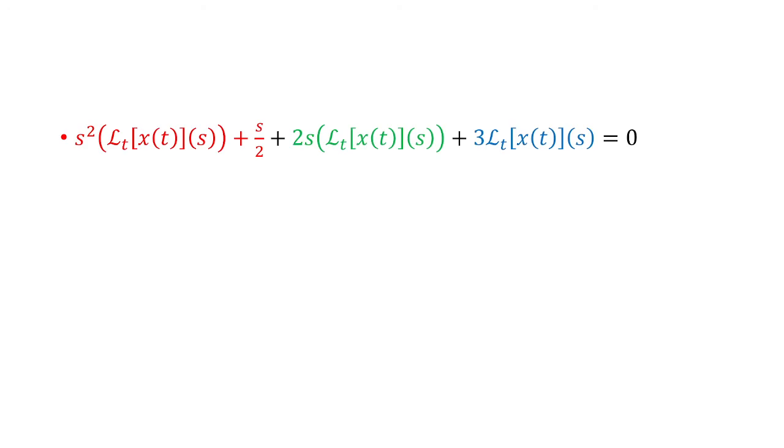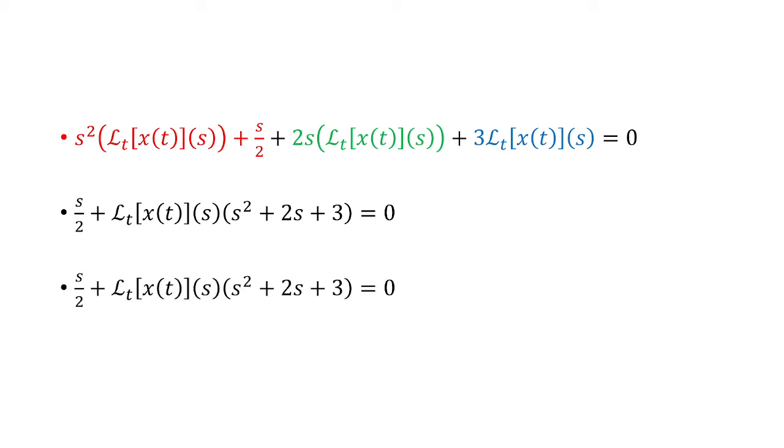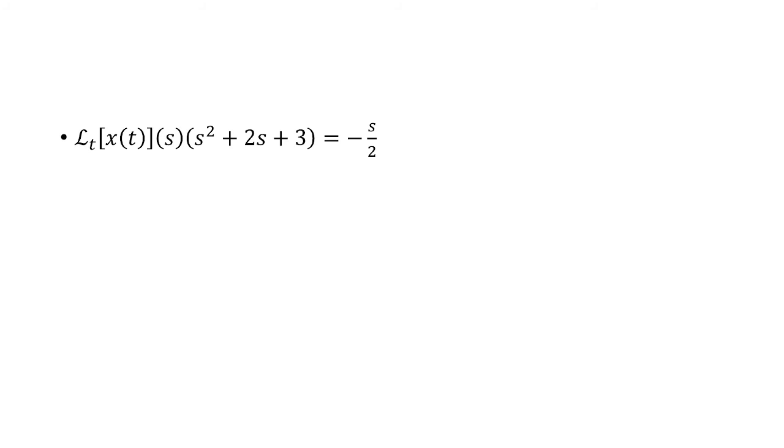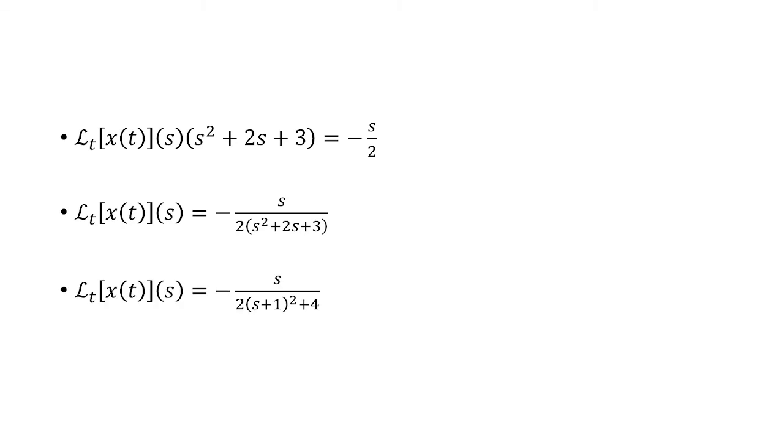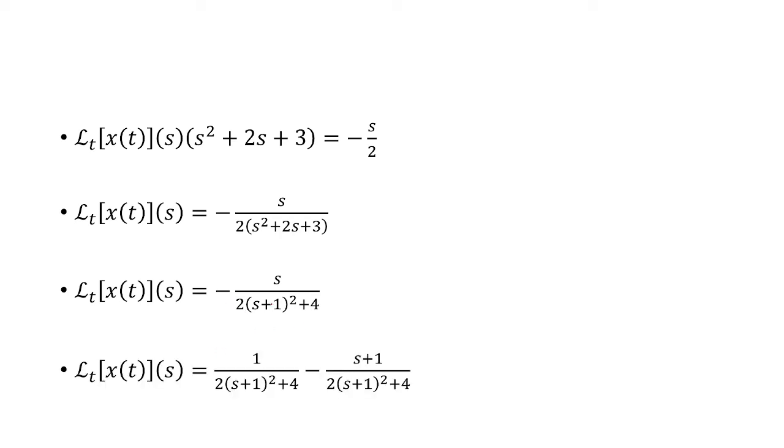Now I can factor out the Laplace transform of x of t, and I'm left with s squared plus 2s plus 3 equals 0. My goal is to solve for x of t, but first, let's move the s over to the right by subtracting, and we'll divide both sides by s squared plus 2s plus 3. At this point, I'm going to factor it out as s plus 1 quantity squared plus 2, and then I'm multiplying by 2, of course. And then split this up into two fractions.